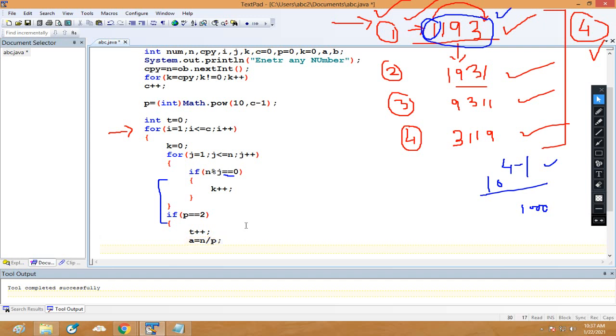Excuse me, sir. Yes, beta. Sir, in the if statement, shouldn't k be equal to 2? Yeah, definitely, it must be by mistake, right? Yes, sir.